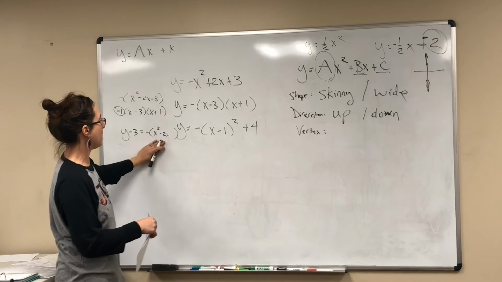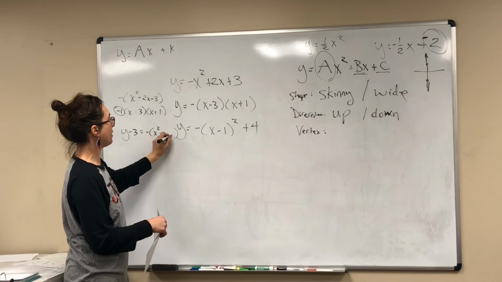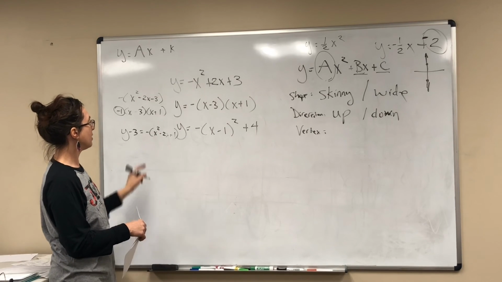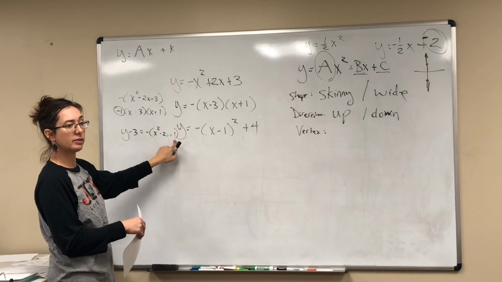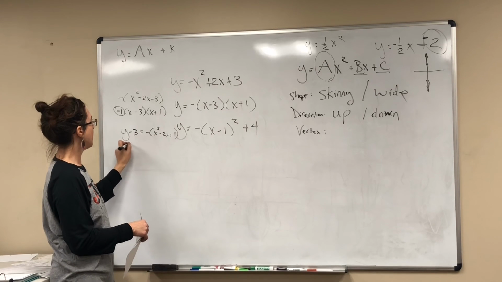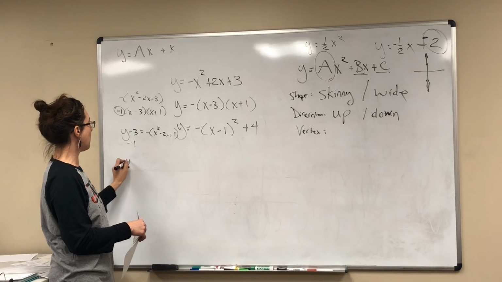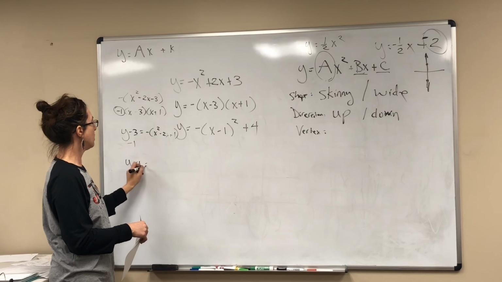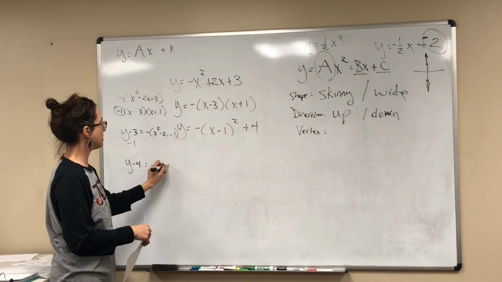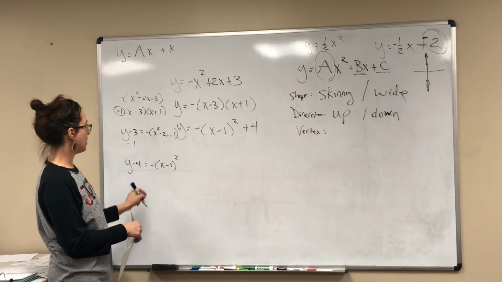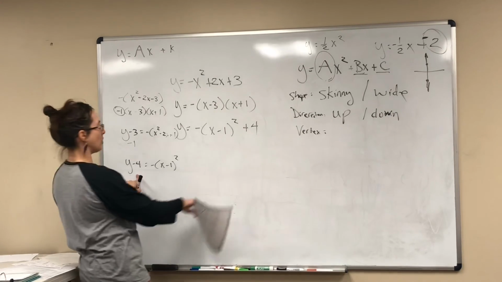X minus 2x. We would half it and plus it, so I added a 1, but I really added a negative 1, right? So then I'm going to add a negative 1 on this side, so now I have y minus 4 equals negative x minus 1 squared. They simply put the 4 over on this side.